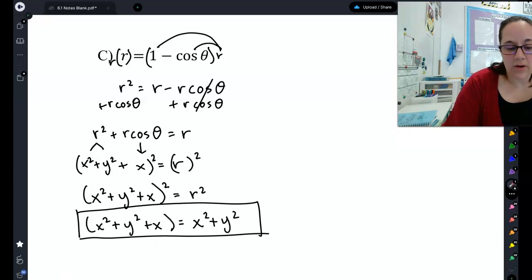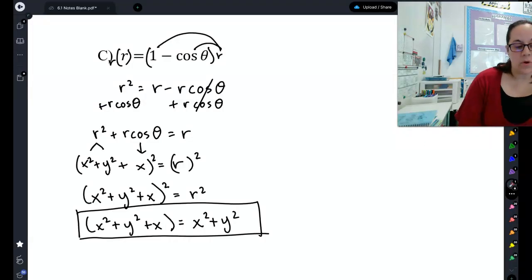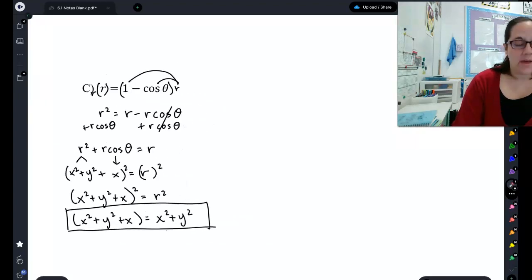And once again, we can go to Desmos to show that these are the same thing. If I take my really complicated x and y equation, I get this cool looking graph. If I graph r equals 1 minus cosine of theta, I see that they are the same graph. So we have successfully changed it from an equation that uses r's and thetas to one that uses x's and y's. And that is all for 6.1.